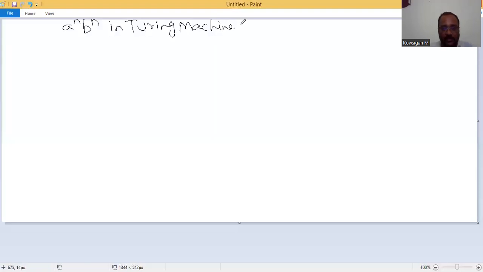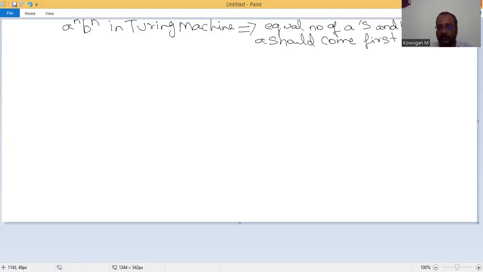So the logic behind this operation is equal number of A's and equal number of B's. This is the first logic. Another major logic is A should come first, then B will occur. So this is the logic. n can be any number.